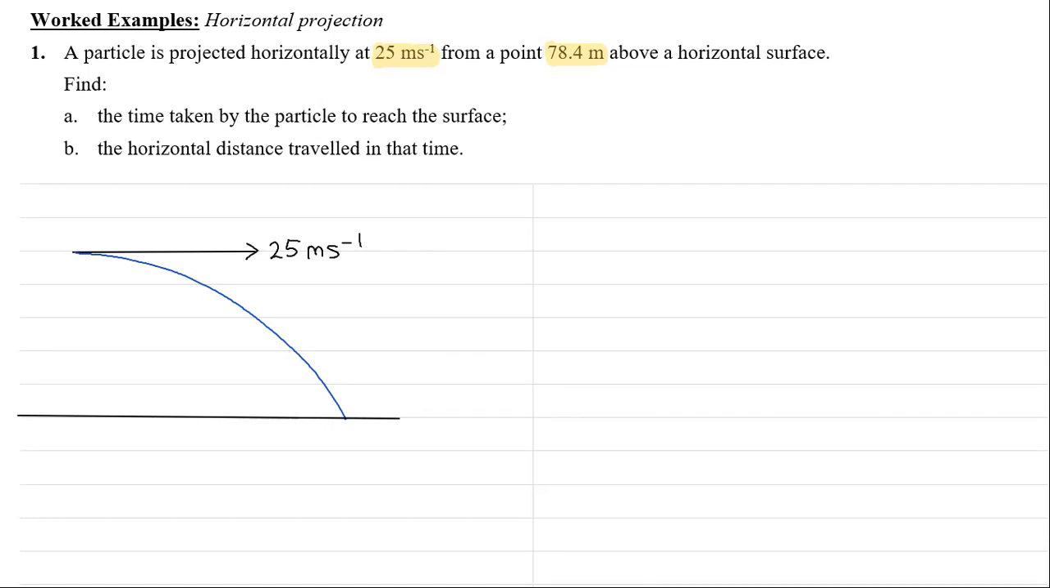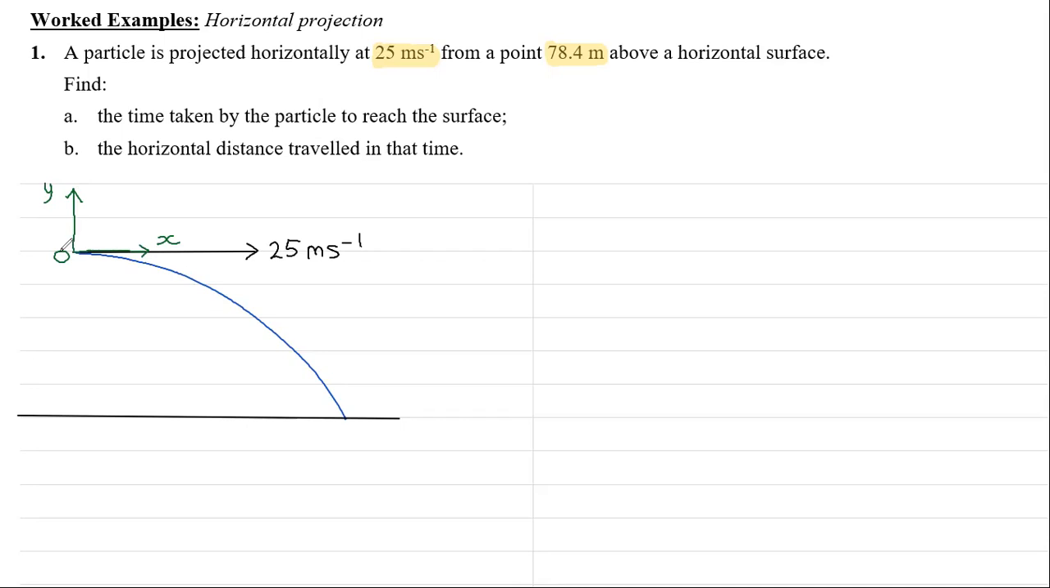And if we put on our frame of reference, we'll put this on in green, we're going to have the vertical axis here, which is my Y direction, and the horizontal axis here is my X direction. So my origin is the point at which the particle was projected. Okay, so there's our reference frame. I'm taking up as positive and right as positive in the X direction.